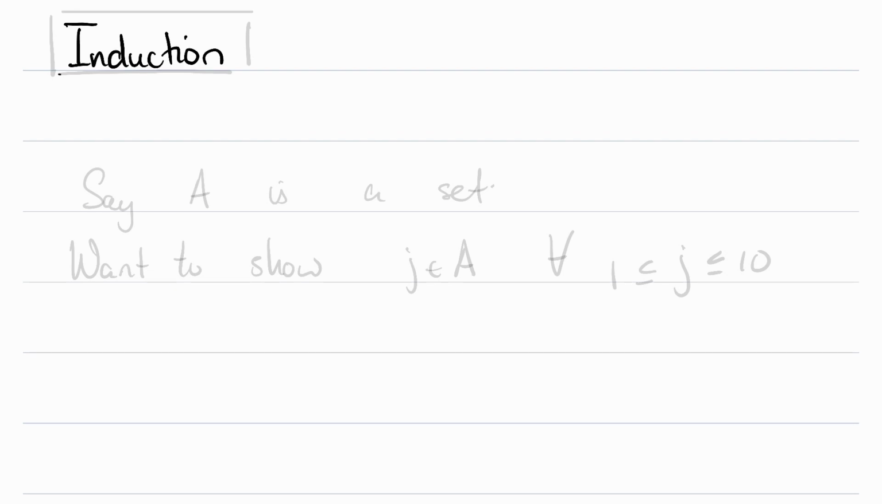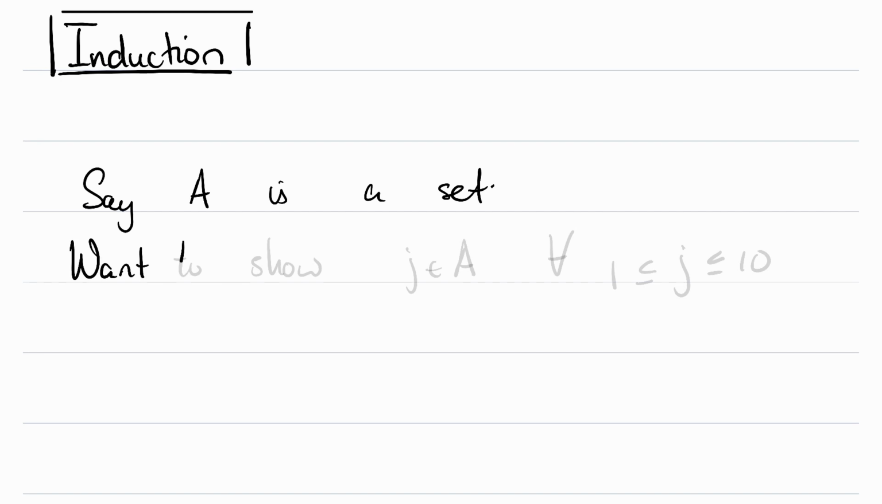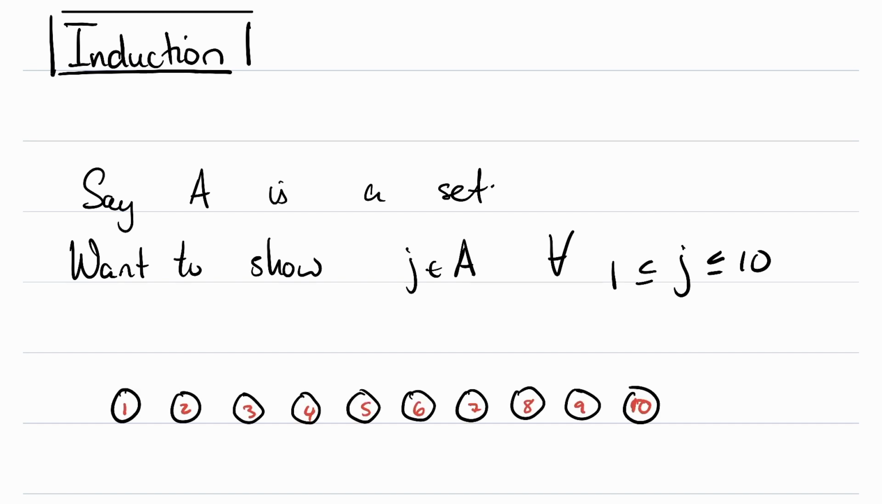Class, let's talk about induction. Many of you have used induction before, but let's start from the basics so that we can talk about weak versus strong induction. Say A is a set, and we want to show that j is in A for all j between 1 and 10. We want to show that the elements 1, 2, 3, etc. up to 10 are in our set A.